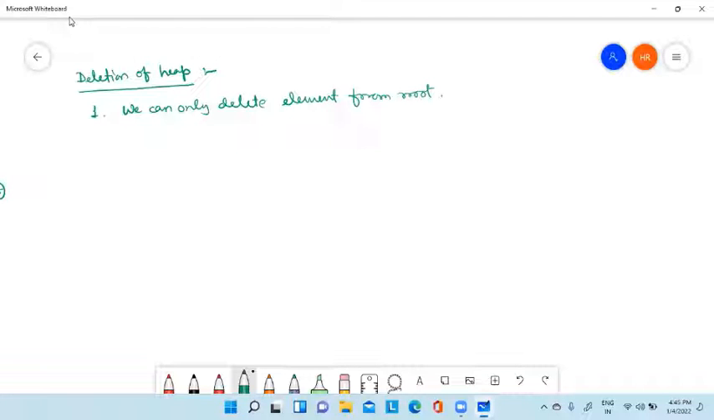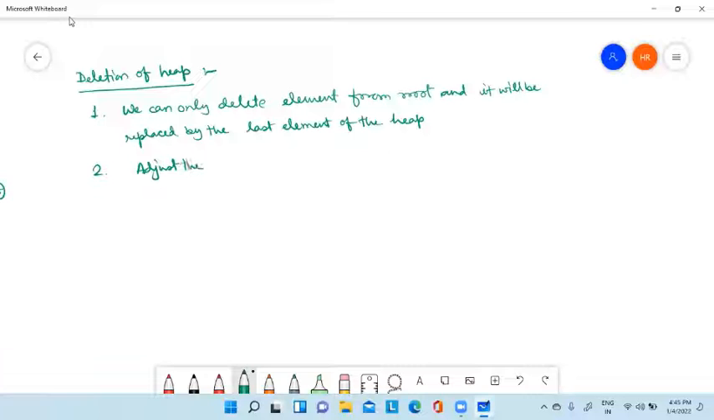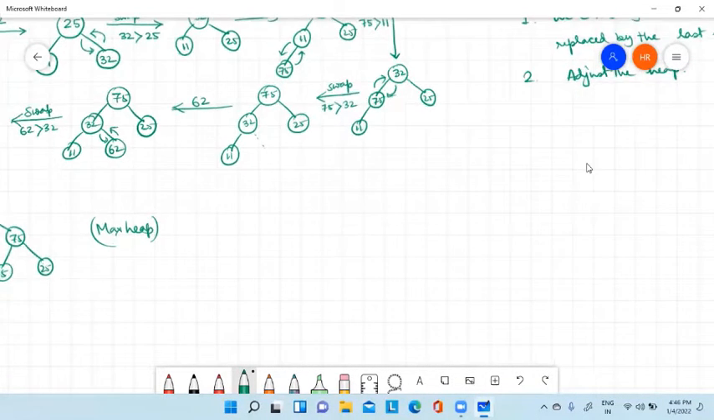So the root element will be deleted, and it will be replaced by the last element of the heap. Okay, then the next step is adjust the heap. So this is the step. Now what is the meaning of this step? Just try to understand from this particular example.